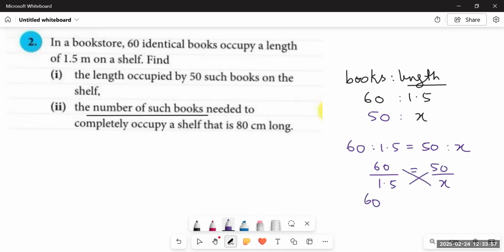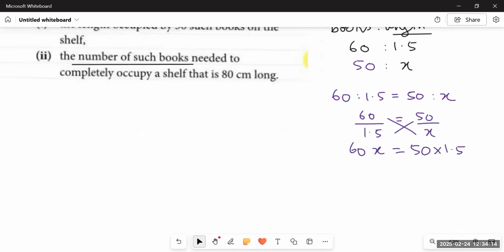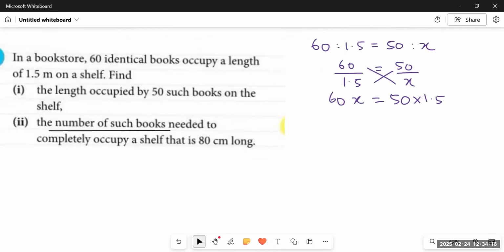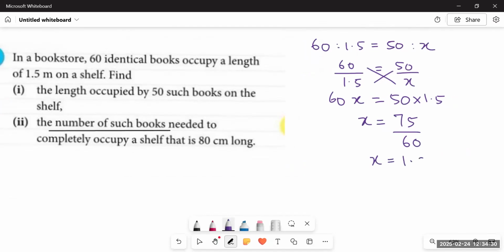So it becomes 60 multiplied by X, that is 60X is equals to 50 multiplied by 1.5 is equals to 75, right? So when we will multiply 50 with 1.5, the answer to this would be 75. It means X is equals to 75 upon 60. Now I just have to divide 75 with 60 and the answer to this would be 1.25. And what have I found? I have found the length occupied by 50 books.